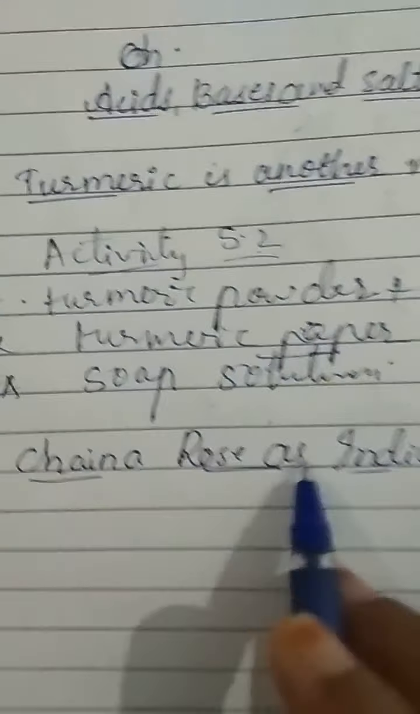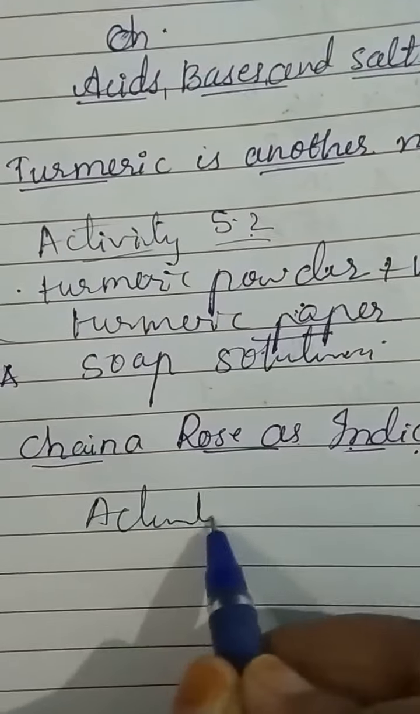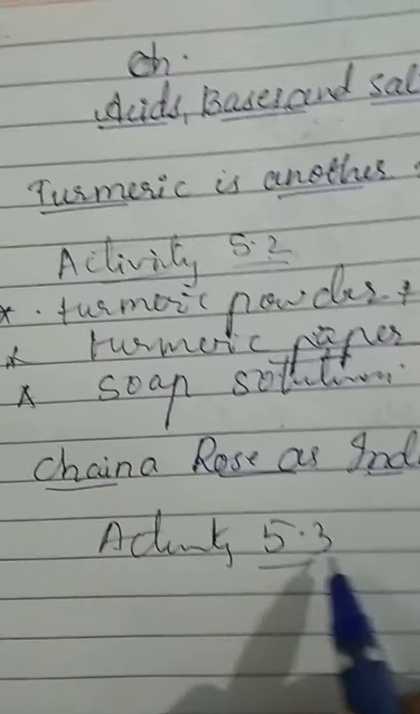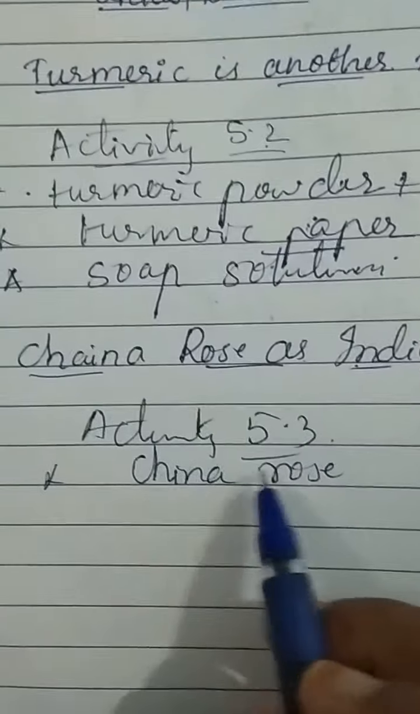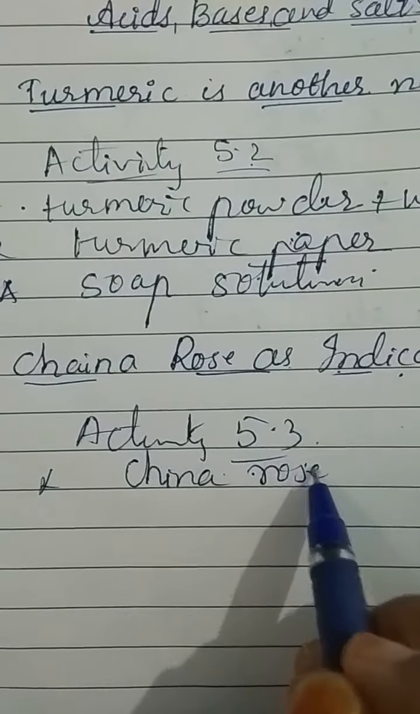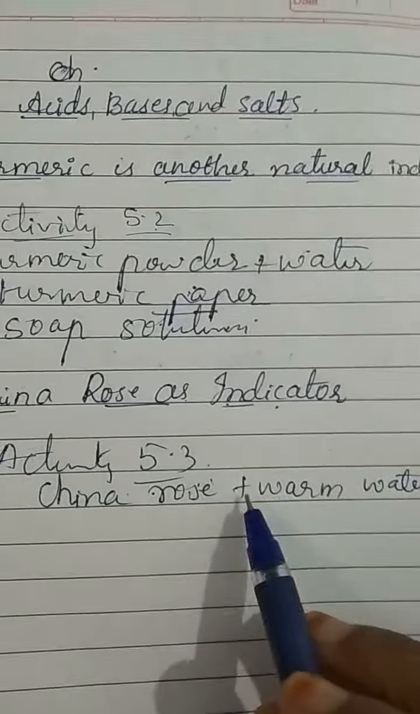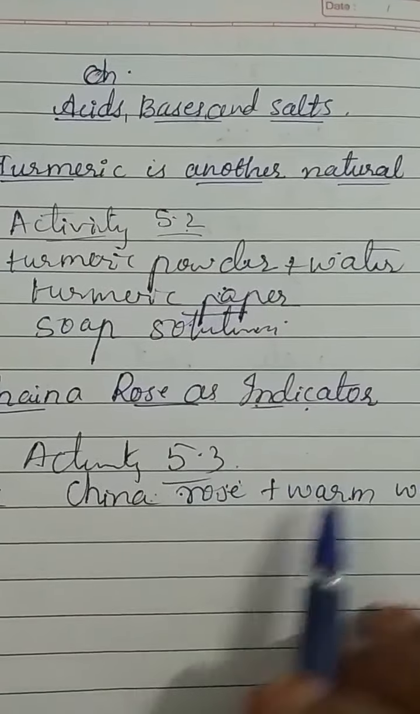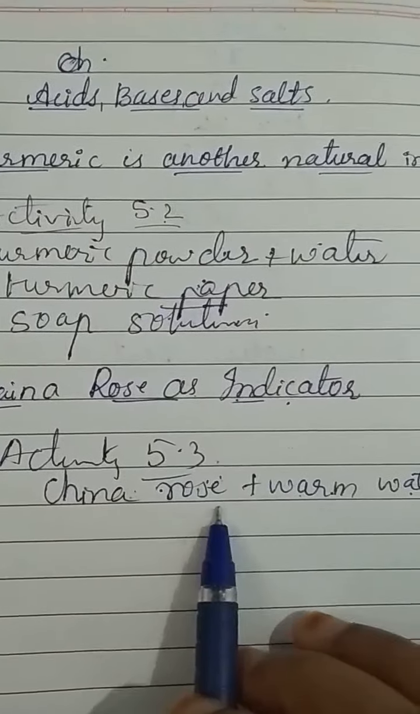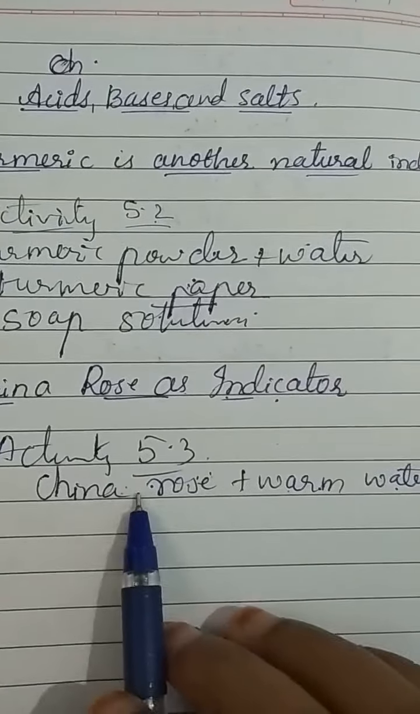Next one, China rose as indicator. For this we will perform activity 5.3. For that, collect some China rose or gudhal petals and place them in a beaker. We have to add some warm water to these rose petals. Keep the mixture for some time till the water becomes colored. Use the colored water as an indicator.